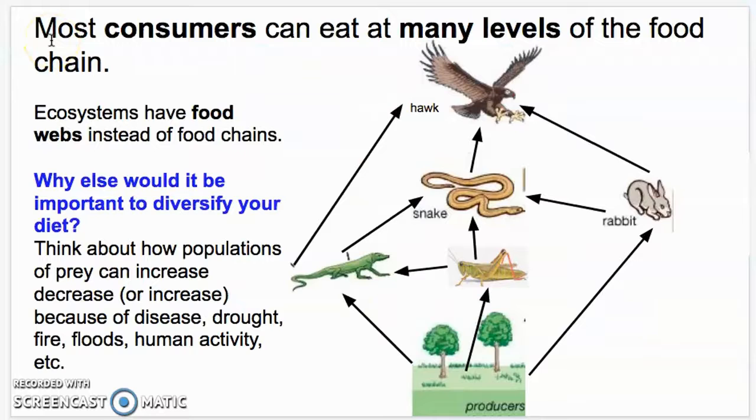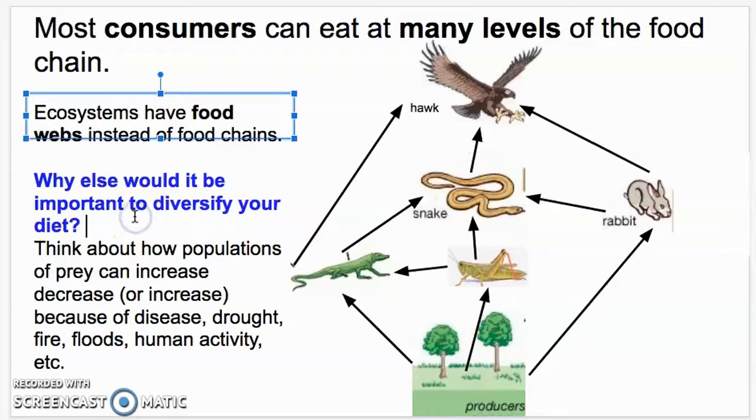Now, something that the hawk can do that many other animals do is that most consumers can eat at many levels of the food chain. So instead of just relying on snakes, because there's not that many calories in snakes, the hawks can also eat the rabbits, and they can also eat the grasshoppers. So when you look at this and we show all the arrows of what they can eat, it starts to look complicated. Snakes don't just eat rabbits. Snakes could eat grasshoppers. They could also eat lizards.